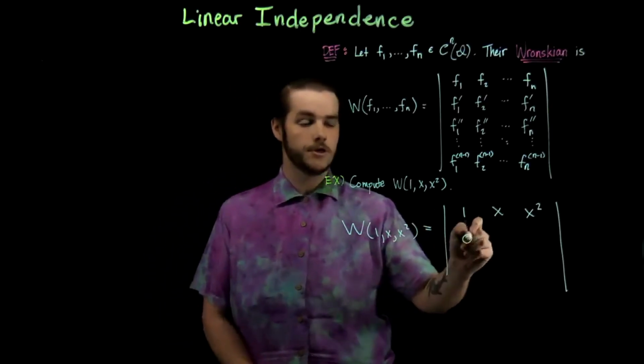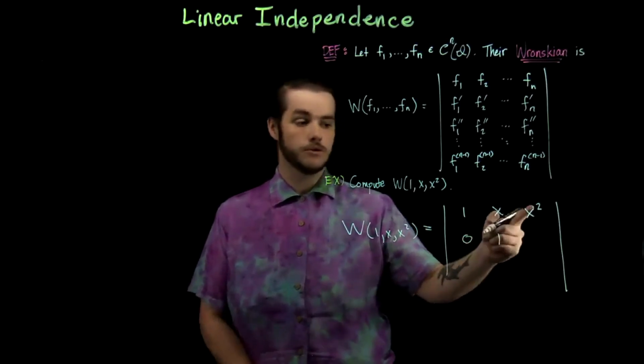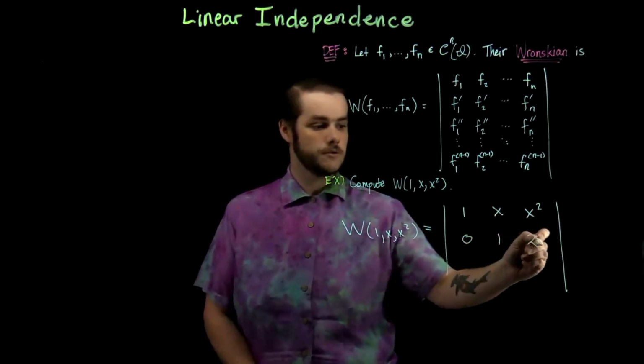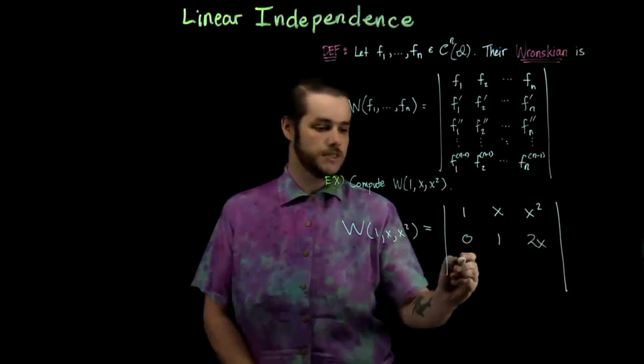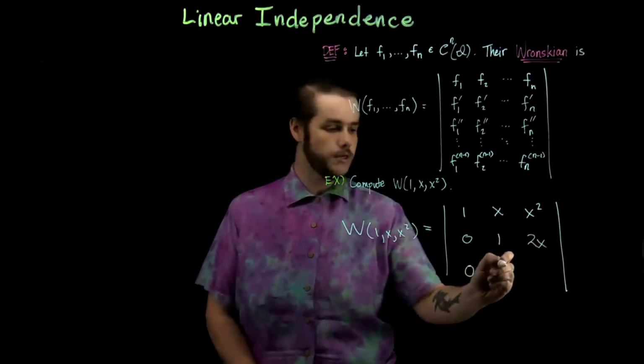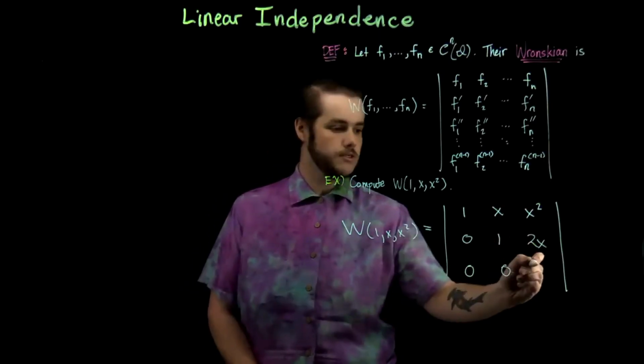Derivative of 1 is 0, derivative of x is 1, derivative of x squared is 2x. I still don't have all three rows, so I go again. Derivative of 0 is 0, derivative of 1 is 0, derivative of 2x is 2.